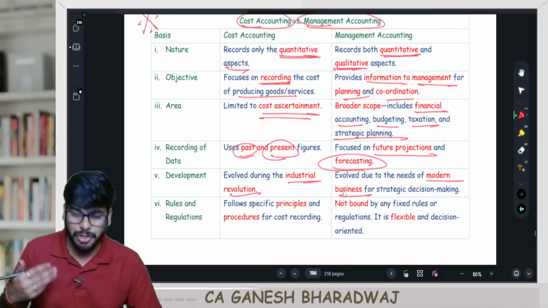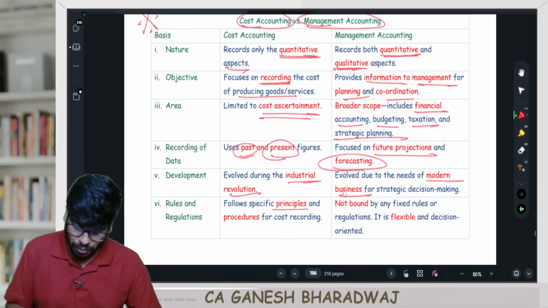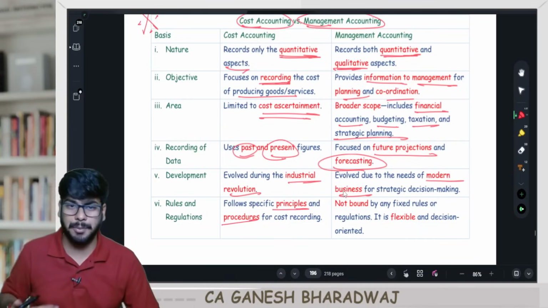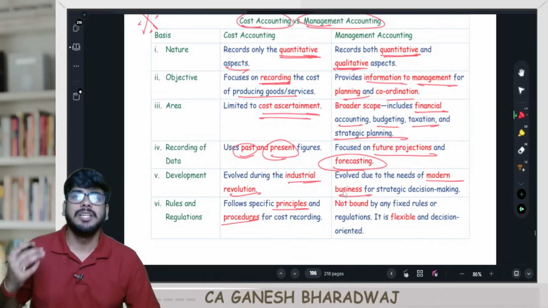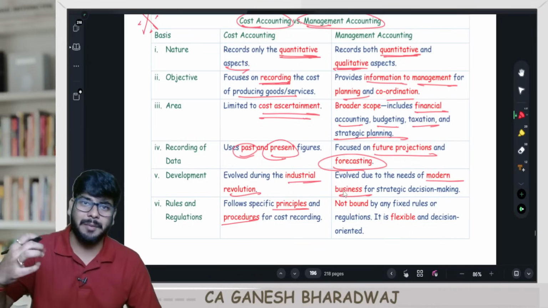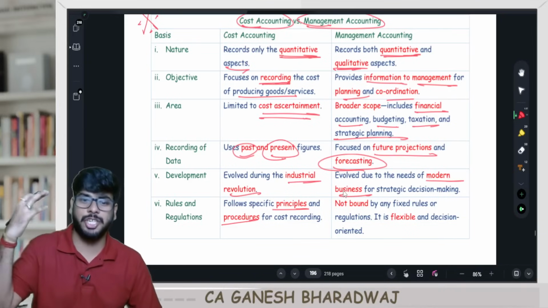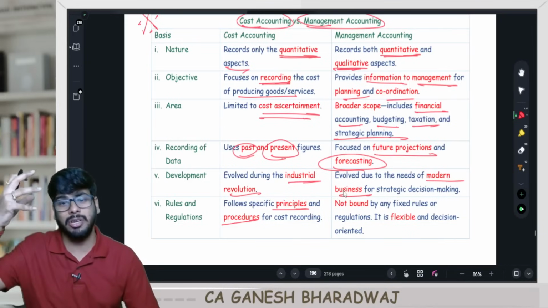And of course, when you're doing cost accounting, remember, you need to follow some specific principles and procedures. For example, how do you do absorption? You need to arrive at the predetermined rate, multiply it with the actual base quantity consumed, and charge it to the products. So this is contained in cost accounting standards.